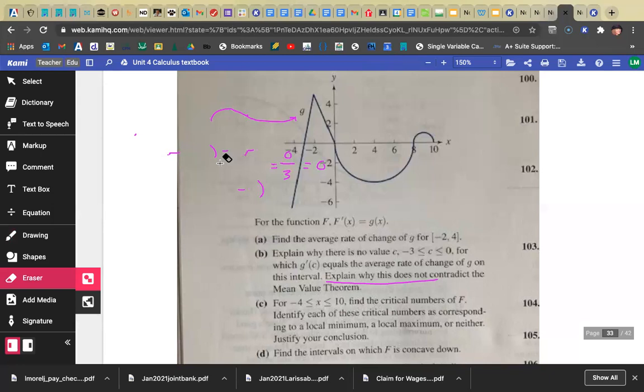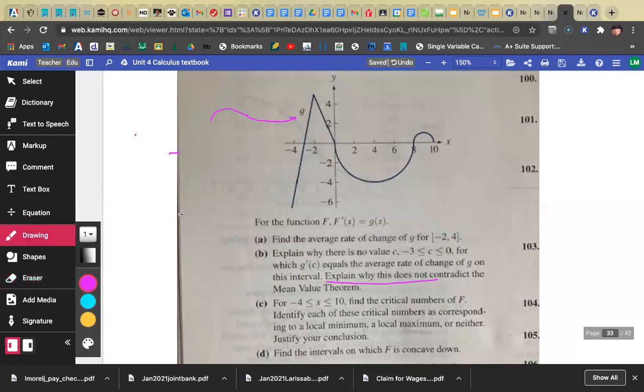So critical numbers of f means when the derivative of f, which is actually this function right here, g, equals 0 or is not defined. So I'm going to circle some of those places. Right here, the derivative is 0, so that's at negative 3. Right here, the derivative is undefined because it has that sharp corner. That's more appropriate.